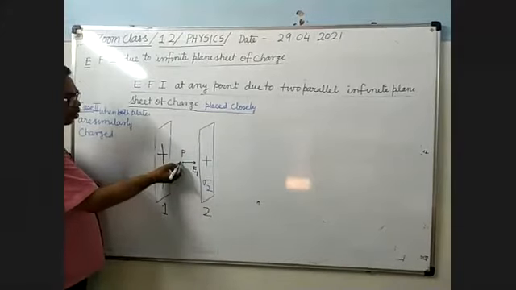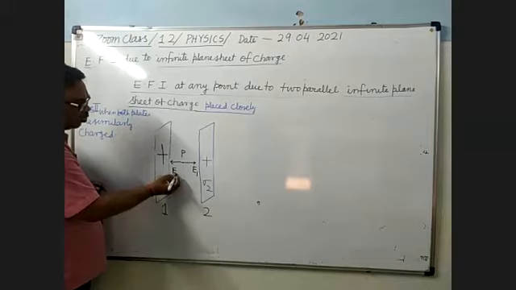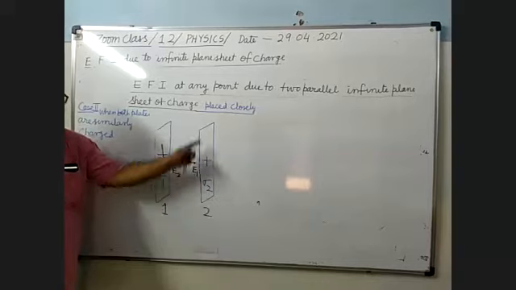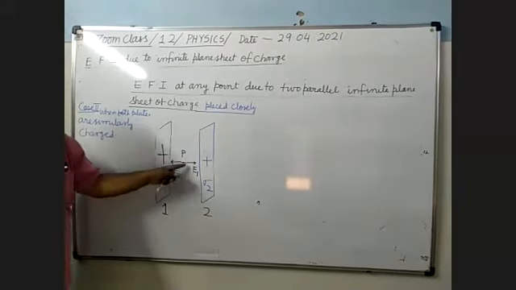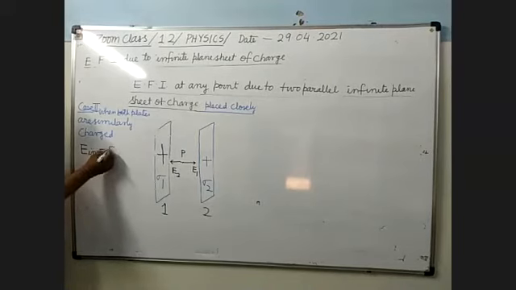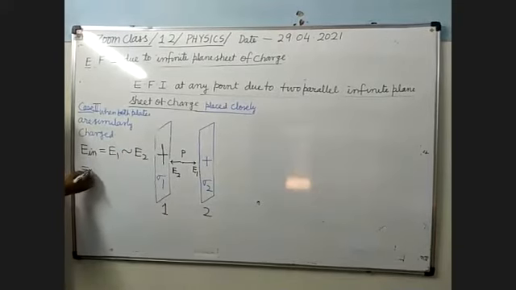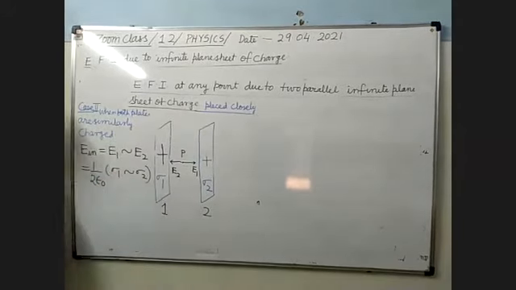What will be E2? It will be towards plate 2, away from the positive plate. Because this is positive, so it is away from this plate, which means towards plate 2. So what will be E in? You can see here, it will be the difference of E1 and E2, which is 2 upon epsilon naught times the difference of sigma 1 and sigma 2.